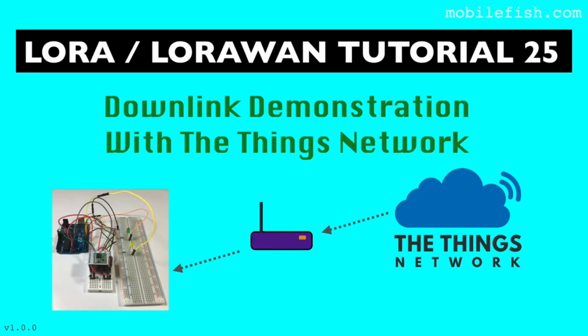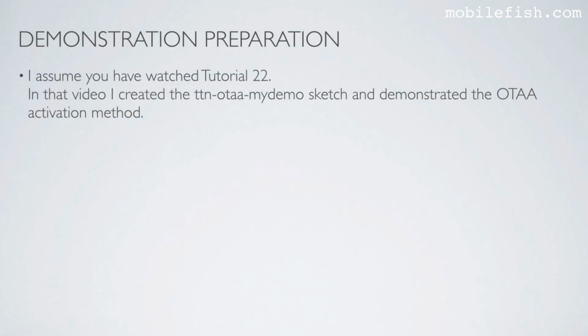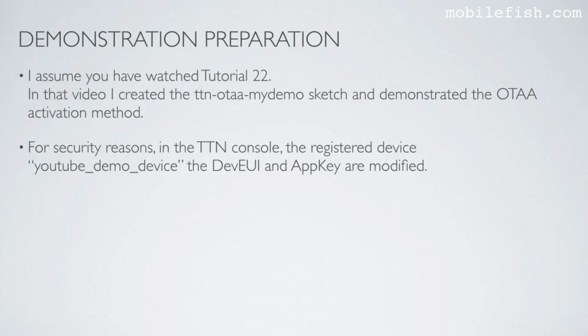In this tutorial, I will demonstrate how downlink messages are sent from the Things Network to my self-built LoRa development board using the MCCI Arduino LMIC library. I assume you have watched tutorial 22. In that video, I created the TTN OTA My Demo sketch and demonstrated the OTA activation method. For security reasons, in the TTN console, the registered device YouTube demo device, the dev EUI and app key are modified.